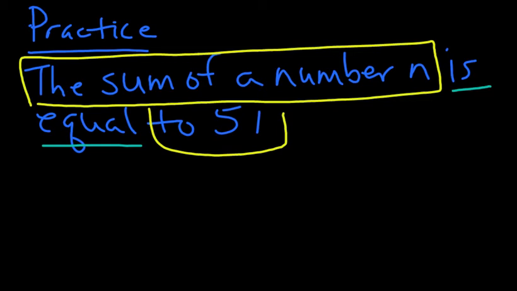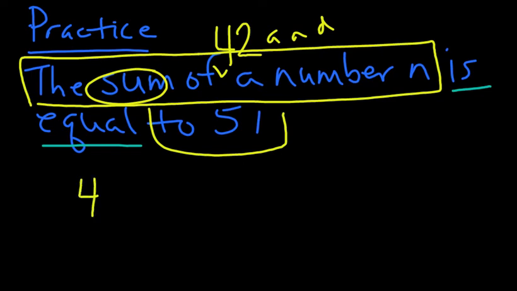Okay, I left part of it out. The sum of 42 and a number. That's supposed to be right there. The sum of 42 and a number. Okay? Well, the sum of 42 and a number, what does sum mean? Sum means add. So 42 plus n.